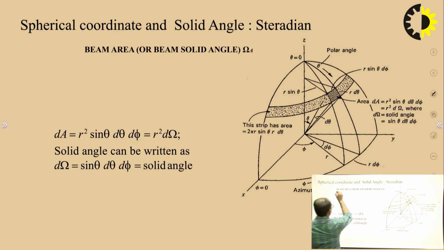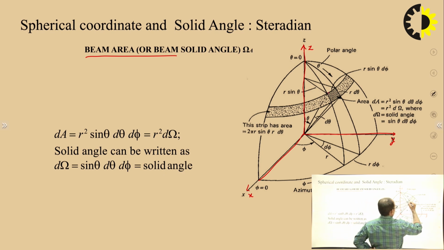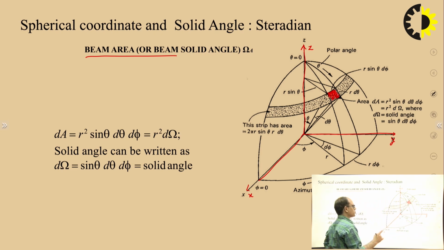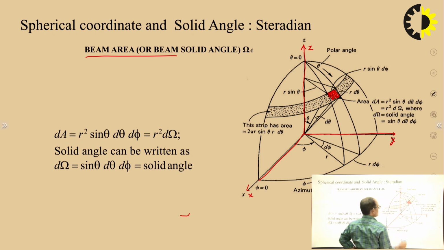So now the next term is the beam area or the beam solid angle. Let's say this is the y axis, x axis, and this one is the z axis. If I say this is the area over which I want to calculate the power which is obtained, let's say this is an observation area. Now see, the angle it makes with theta, this one.